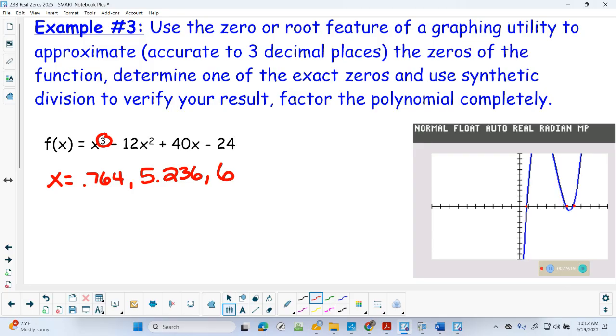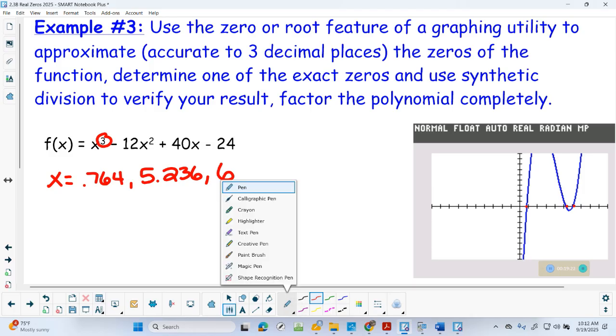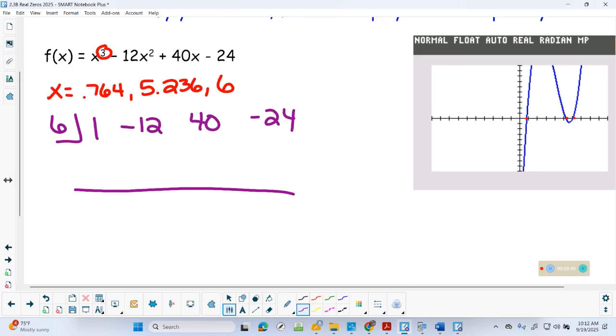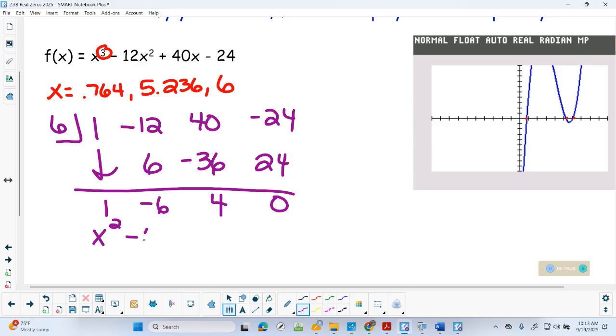Okay, got it. Next, determine one of the exact answers. I'm on this part. And use synthetic division. Well, which one's the exact answer we're going to use? 6. So do your synthetic division. Same spiel. Make sure your terms are in order. We should get a 0 remainder. All the things. 6 times 1. And 6 times negative 6. And 6 times 4. And okay, we crushed it. I'm going to recover my answer polynomial style, x squared minus 6x plus 4.